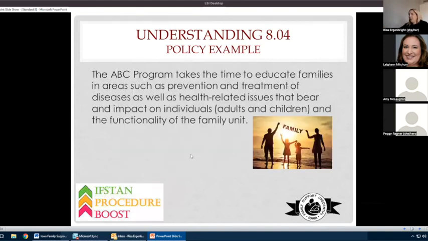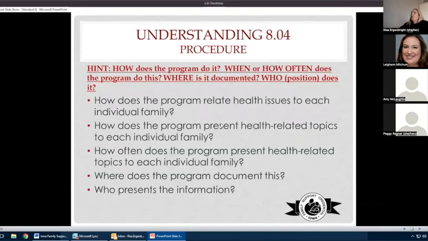Here's kind of a very short example of a policy on that one. And sometimes policies are very short, and where you find a lot of the definition is in that procedure piece. Right, this actually should be deleted. That doesn't belong on that page. Procedure. So here we're talking about how, when, how often, where, who. How does the program relate health issues to each individual family? How does the program present health-related topics to each family?